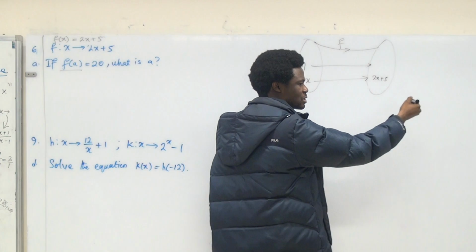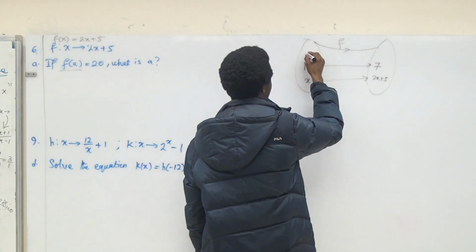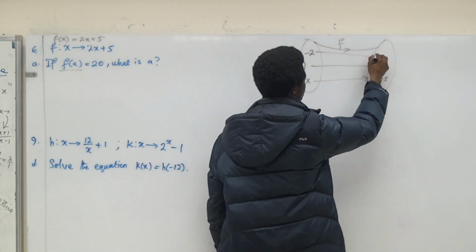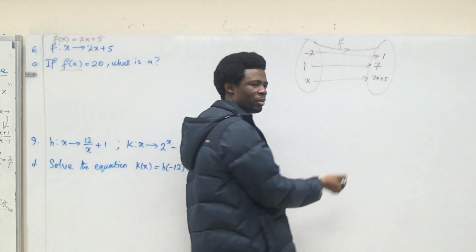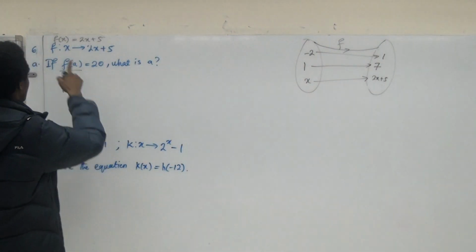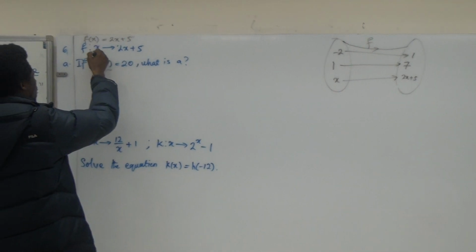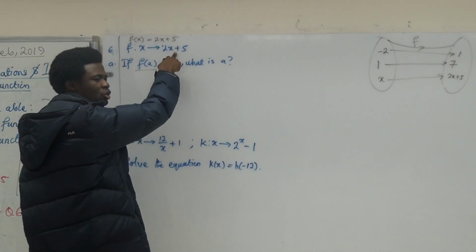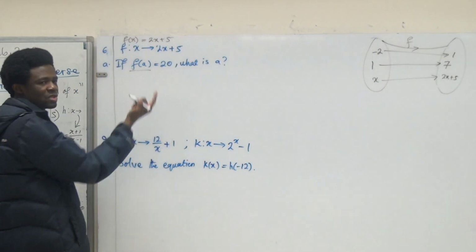Just give me a number, please. No story. 1 will be mapped to 7. That's all I want to hear. Minus 2 will be mapped to 1. That's what it means. So f is a function sending a point, mapping the point to twice the point plus 5. So it's another way of writing this.